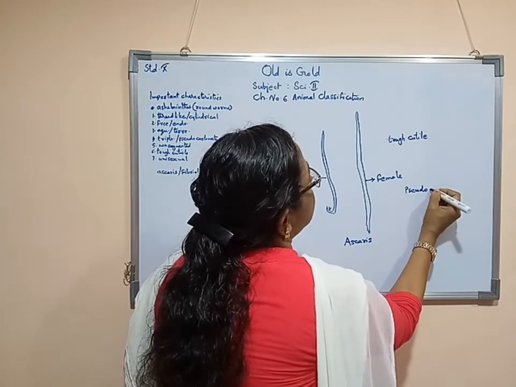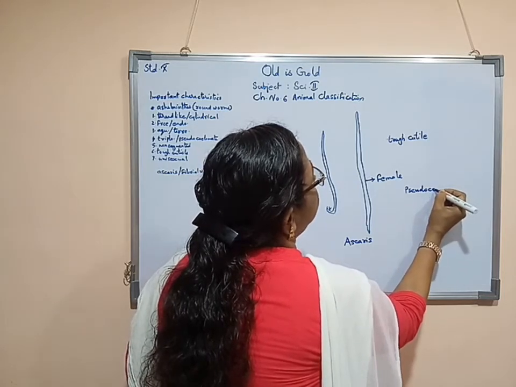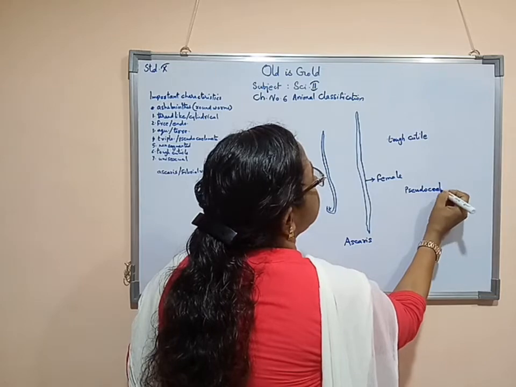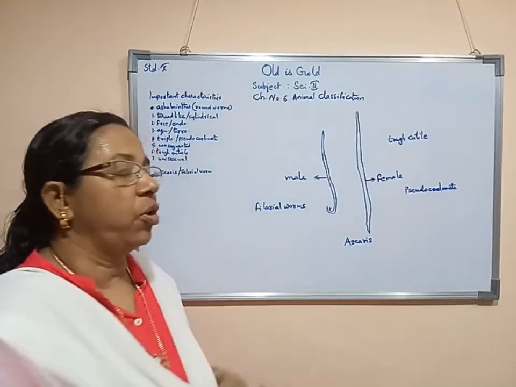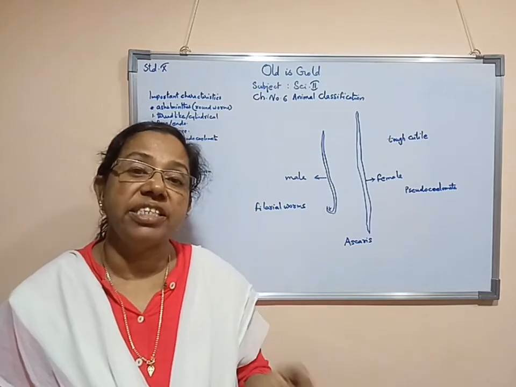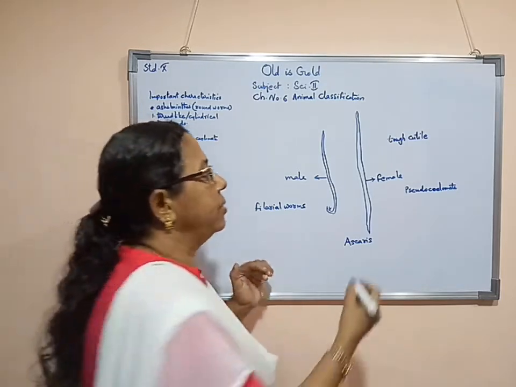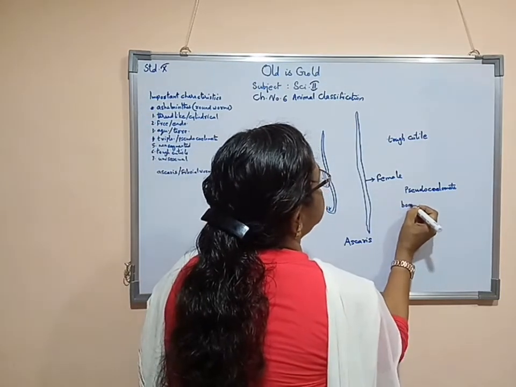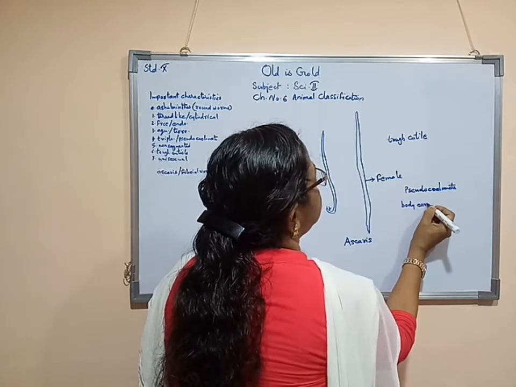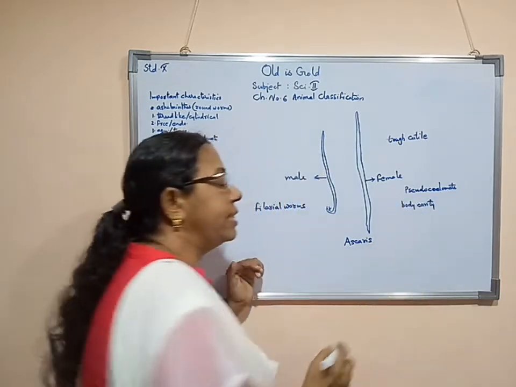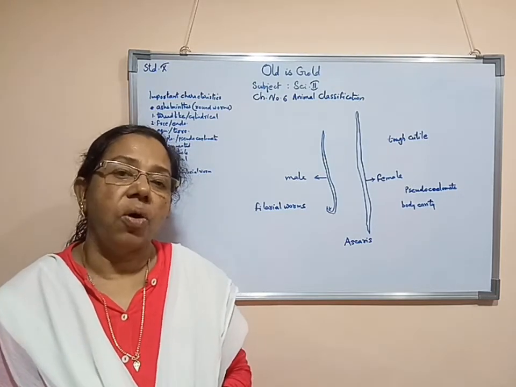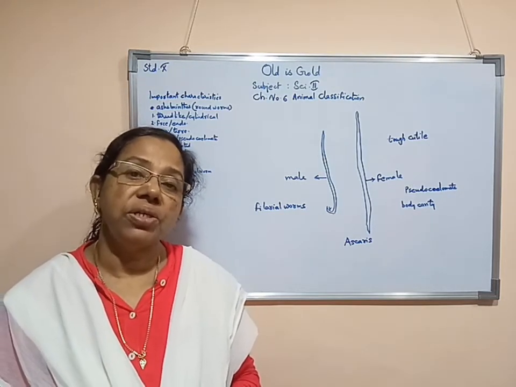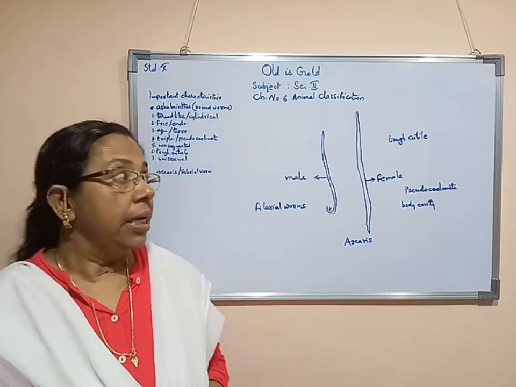Ashelminthes are pseudocoelomate. Pseudocoelomate means they are having a false coelom. Coelom means body cavity. So their body has a false coelom, so we are calling them pseudocoelomate.